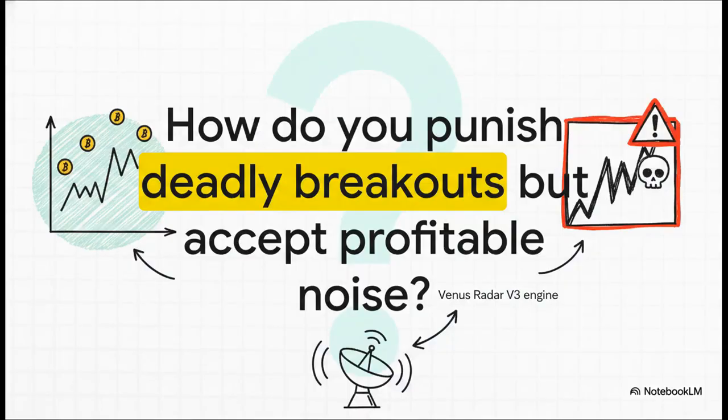So this brings us to the million-dollar question from an engineering standpoint. How do you design an algorithm that's smart enough to tell the difference? How do you program a system to say, okay, this little 5% move, that's just market noise, it's profitable, we're good. But then scream, whoa, this 15% move is a breakout. This is a real change. Shut it all down. Answering this question is pretty much the entire point of the Venus Radar v3 engine.